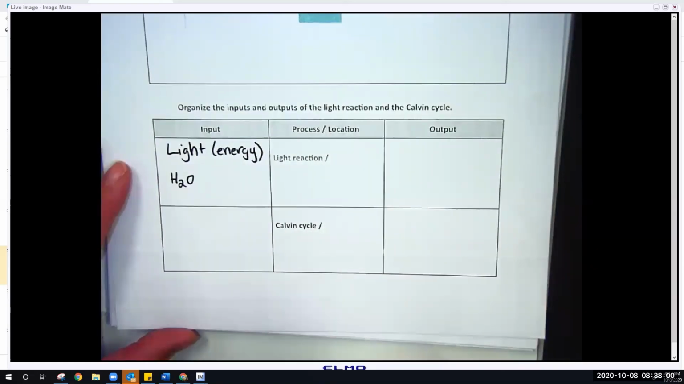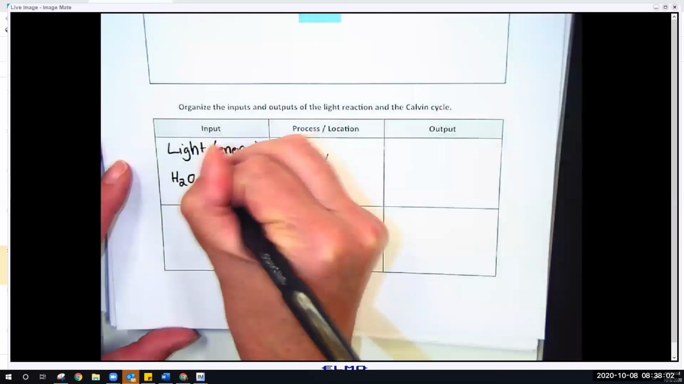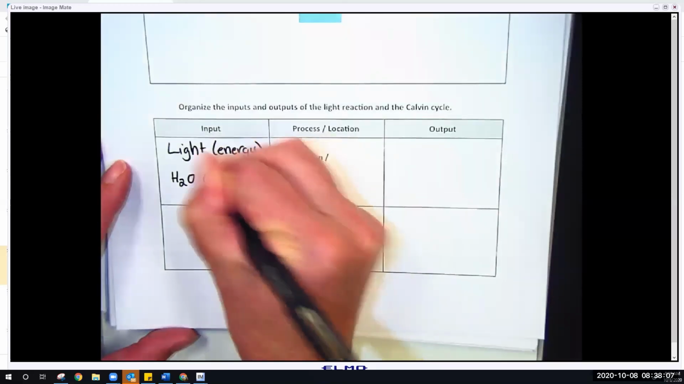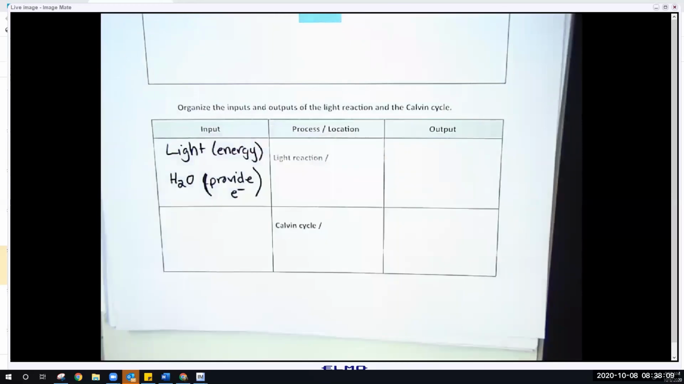Good. So water is going to provide the electron that's needed because we have linear electron flow, and photosystem 2 needs to have that electron replaced. And sometimes we call that the water splitting reaction because water is split apart, or we could say water is oxidized to remove those electrons.